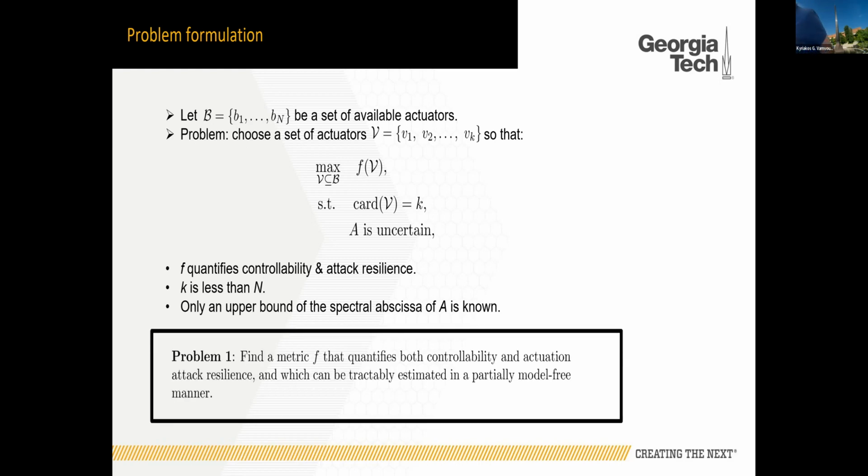So the first problem that I want to consider here is to find a metric that quantifies both controllability and actuation attack resilience. Of course, I want to do that in a tractable manner because I don't want to place the actuators in infinite time. Usually all these things converge in infinite time or they're computationally feasible. And even on top of that, if I don't know the model, things are even more tough.